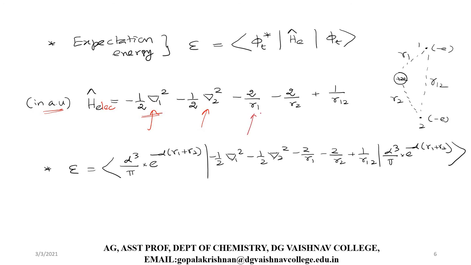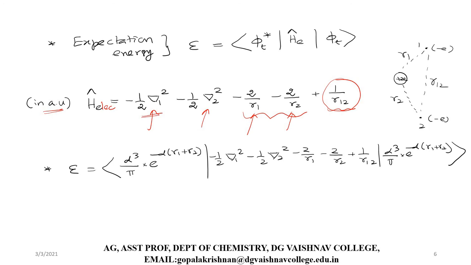Then electron 1 nucleus attraction, minus 2 by R1. Electron 2 nucleus attraction, minus 2 by R2. So these two are the potential energies due to the attraction of electron 1 and electron 2 with the nucleus. And the last term is called the electron-electron repulsion term. I have already told you, because of this term, the Schrodinger equation cannot be solved by analytical means.